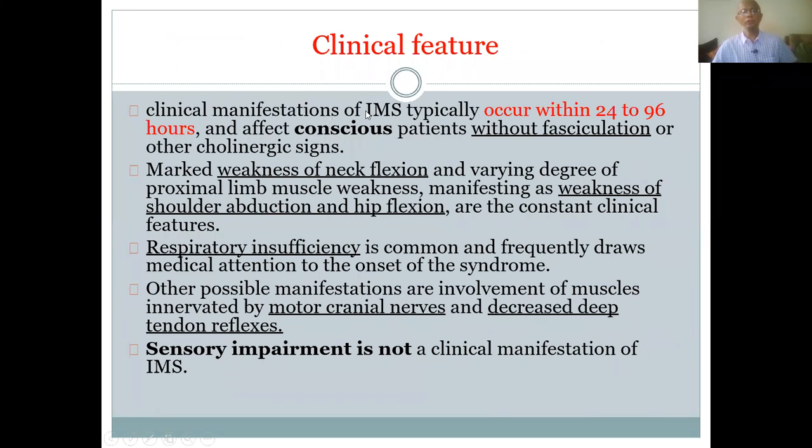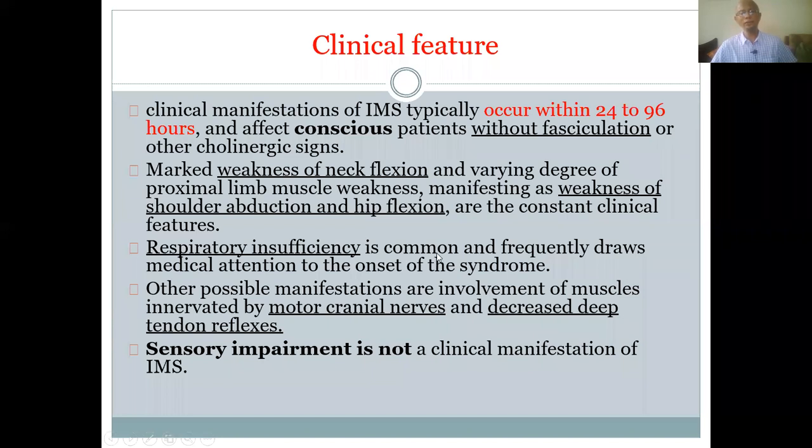Clinical manifestation of intermediate syndrome typically occurs 24 to 96 hours and affects conscious patient without fasciculation or other cholinergic signs. Marked weakness of the neck flexion, varying degrees of proximal limb weakness, manifested as weakness of shoulder abduction and hip flexion are the constant clinical features.